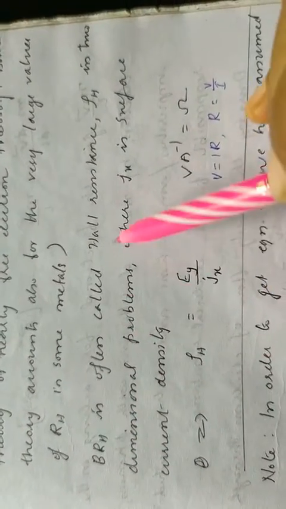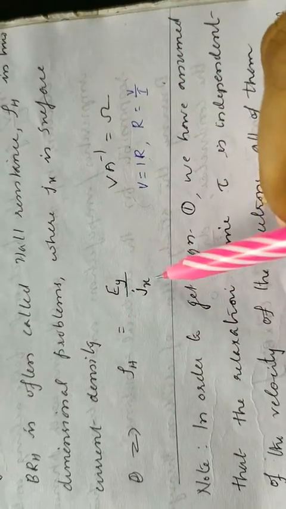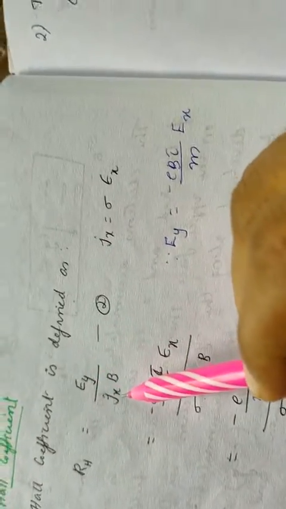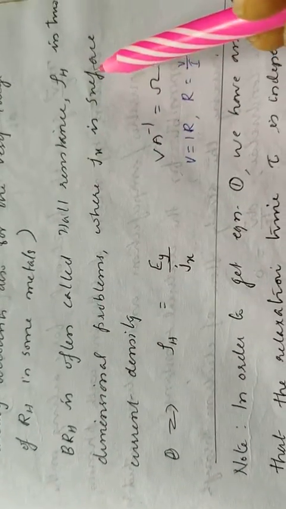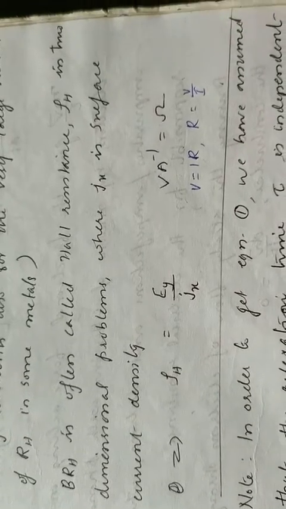And the term B into RH is known as Hall resistance, because we know V is equal to IR, so R will be V by I. Talking in that sense, Ey by Jx will be rho H. So from this equation, Ey by Jx is equal to RH into B. So RH into B is known as Hall resistance.